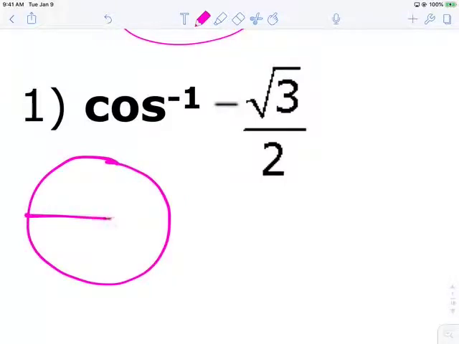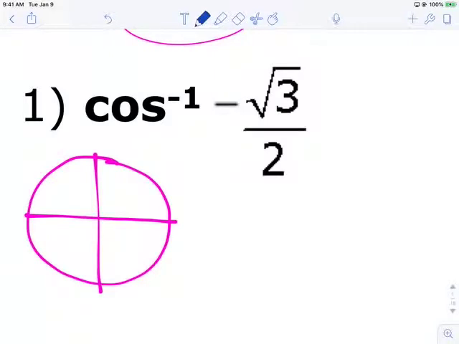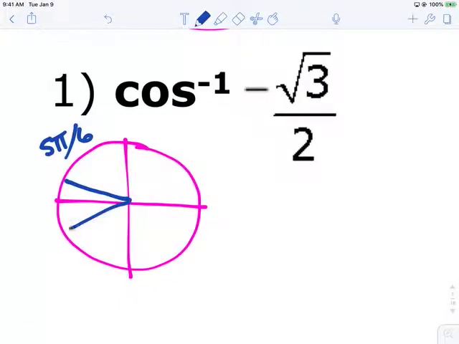7 pi over 6, for 11. I heard 7 pi over 6. 5 pi over 6 is 7 pi over 6. So, because it's cosine first, you find everything that equals 2. Did somebody say 5 pi over 6? Yeah, 7 pi over 6. And 7 pi over 6?